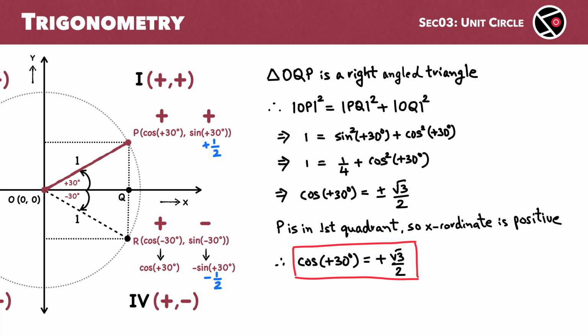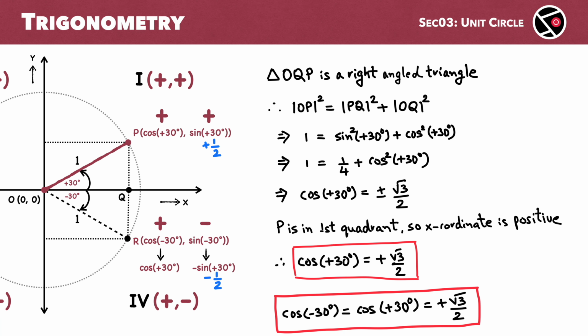Cos of minus theta equals cos of theta. So cos of minus 30 degrees equals cos of plus 30 degrees, which is plus square root of 3 by 2. Cos plus 30 degrees is plus square root 3 by 2. Cos of minus 30 degrees is also plus square root 3 by 2.